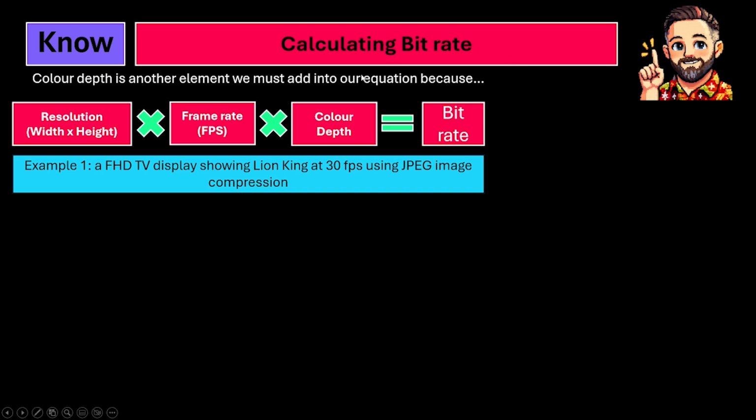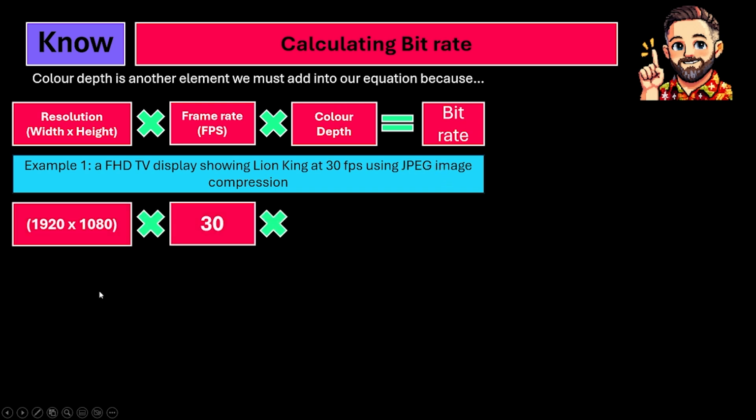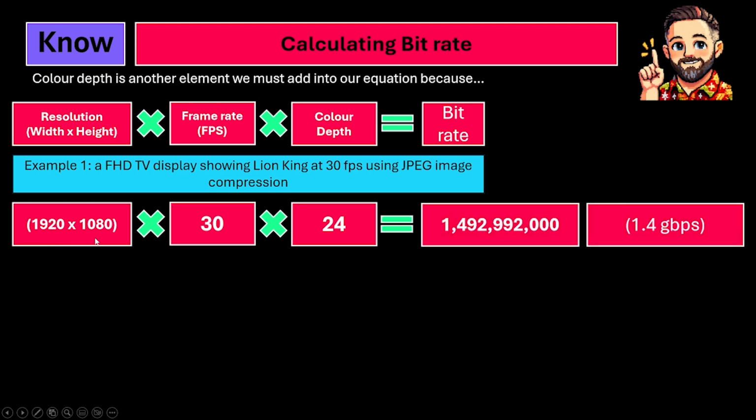So we find the full high definition, what's the width and height, and then we're going to times that by the frame rate, and we see the frame rate is 30 frames per second, and we're using a JPEG image, so we know that the colour depth is going to be 8 times 3, which is 24-bit. So what we should end up with is this: 1920 times 1080 times 30 frames per second times 24-bit colour depth, and that should equal this 1.4 gigabits per second.